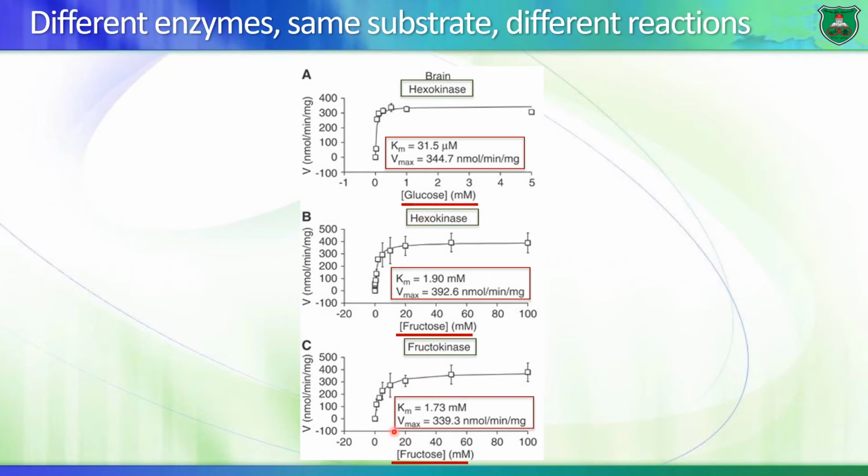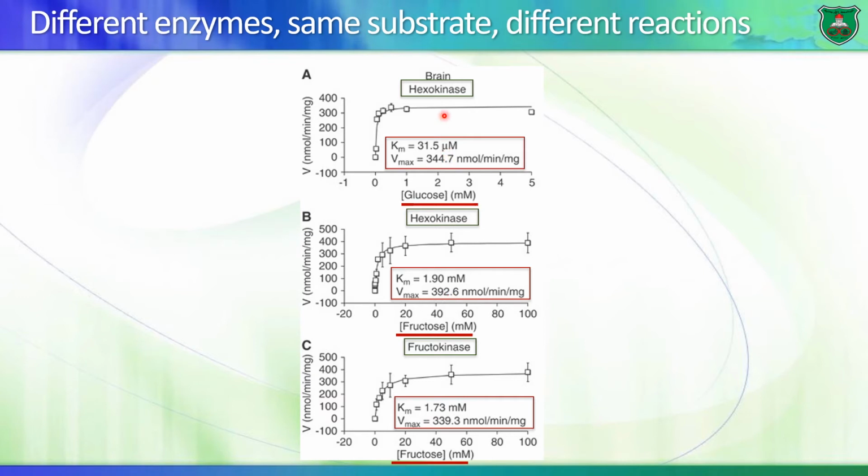Do they have different Km values? Definitely they do. Okay, so you can look at these values right here. It's 1.9 versus 1.73. Now, which enzyme has a higher affinity towards fructose? Well, let's look at the Vmax values in here. Again, they're different because we're talking about different reactions.